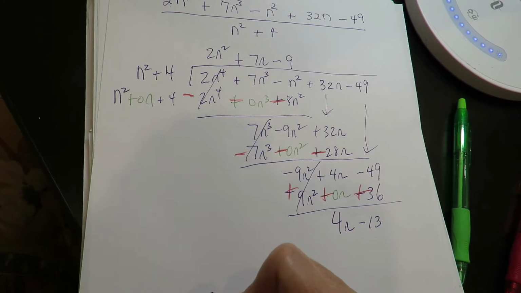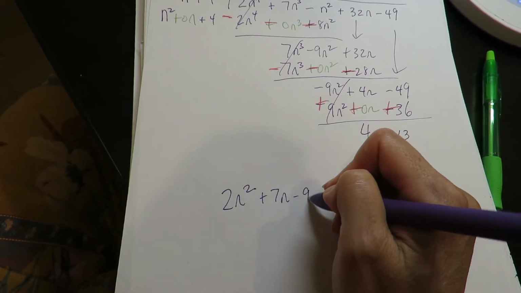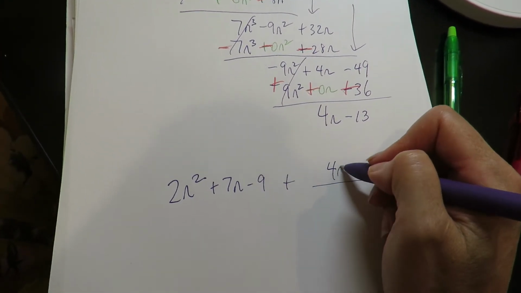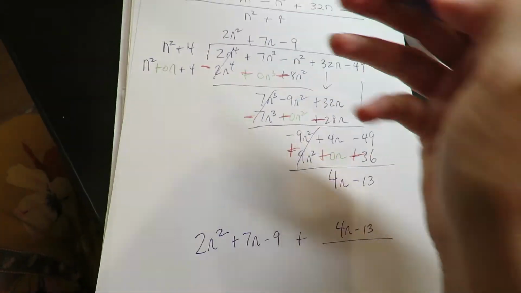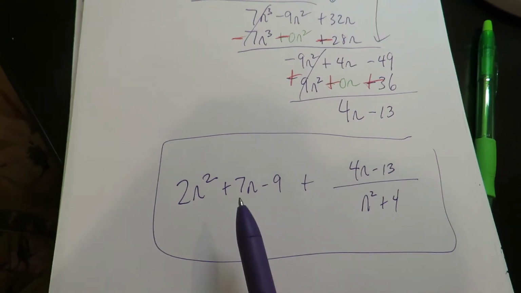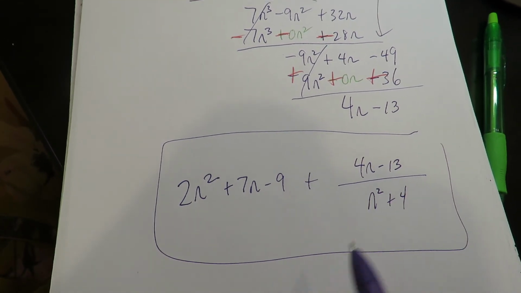So the final answer is 2n squared plus 7n minus 9. And then you usually write the remainder over the divisor. So the remainder is 4n minus 13. The divisor is n squared plus 4. So that's technically how you would write the answer. You put the quotient in front and then the remainder over the divisor.